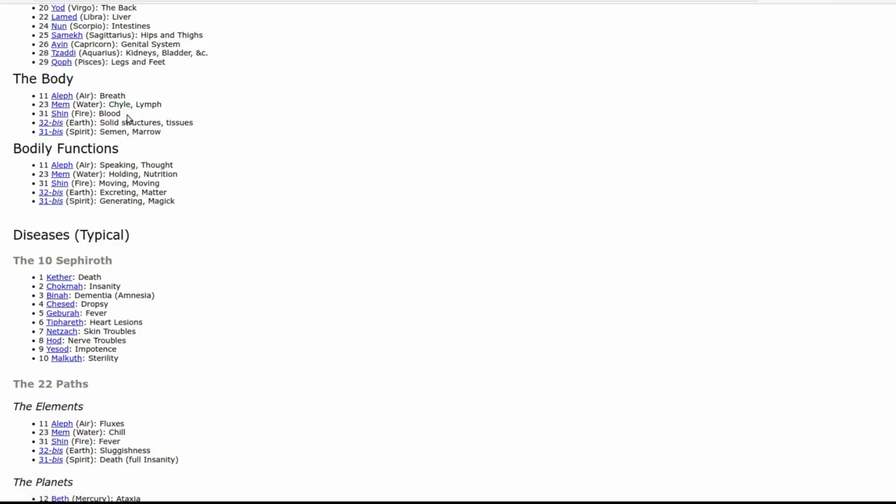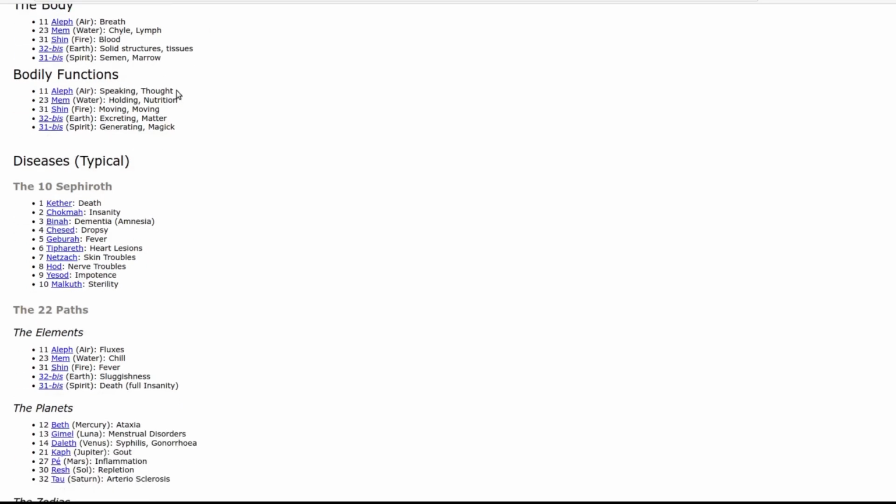Then fire, of course, again related to the blood, the sun, the veins, etc. Earth to solid structures and tissues, so flesh, skin, bones. Spirit to semen and marrow. Bodily functions: air to speaking and thought, water to holding nutrition, fire to moving or action, earth to excreting matter, spirit to generating and magic or kind of mental qualities.